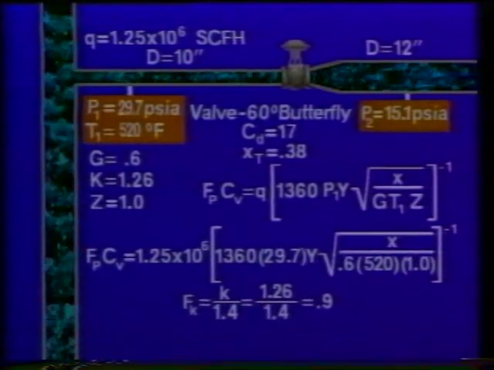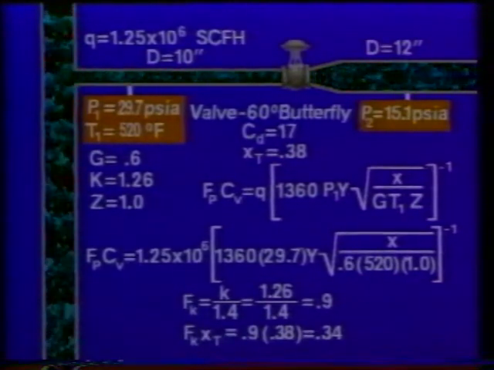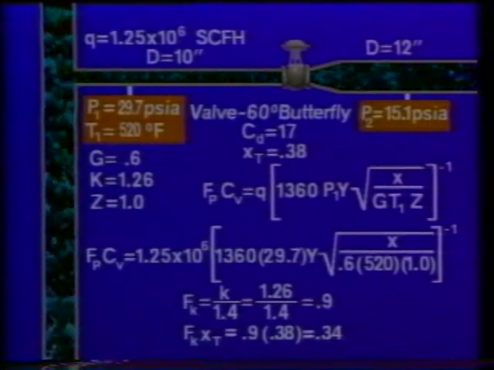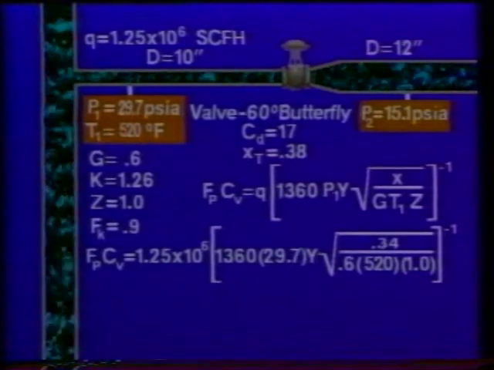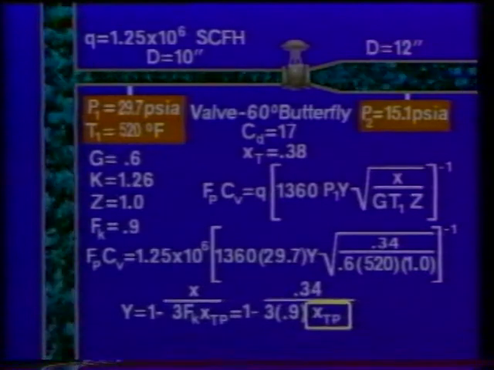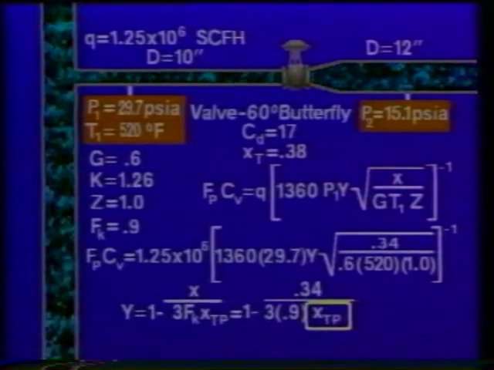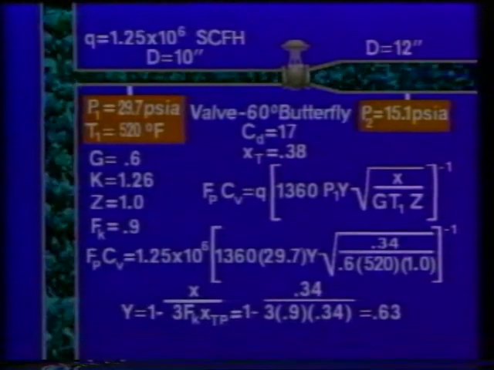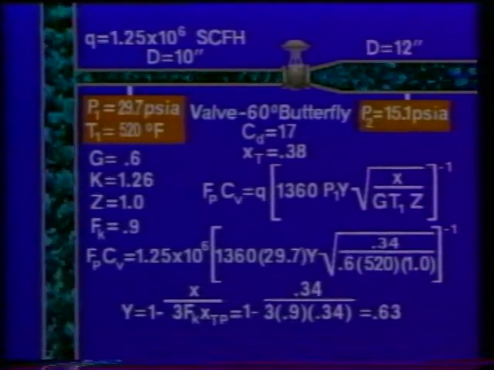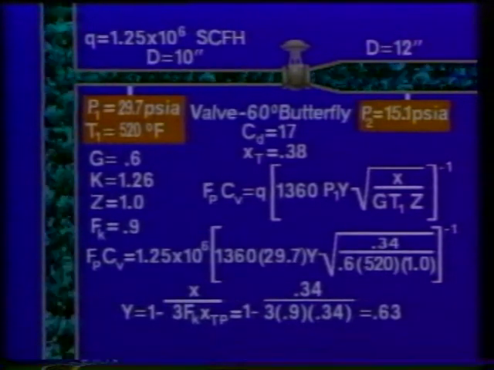Now, for natural gas, F sub K is equal to 0.9, so the value of X to be used is the product of F sub K times X sub T, or 0.34. The only remaining value to be found is Y. All of the terms required to solve for Y are known, with the exception of X sub Tp. Since no reducers are used at the valve inlet, its value is equal to X. So the calculated value of Y is 0.63. This is less than the limiting value of Y, so the limit, 0.67, is used.